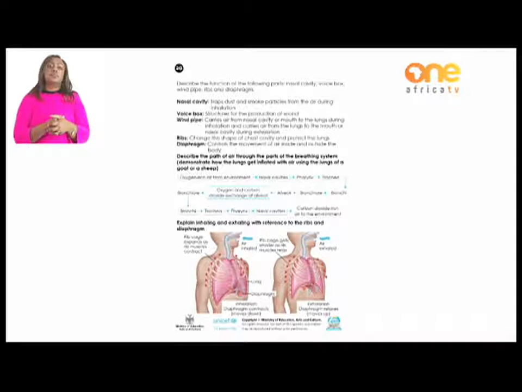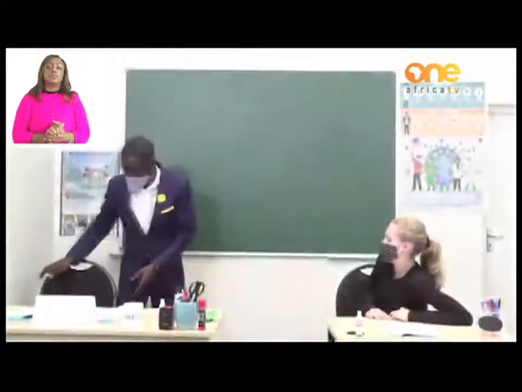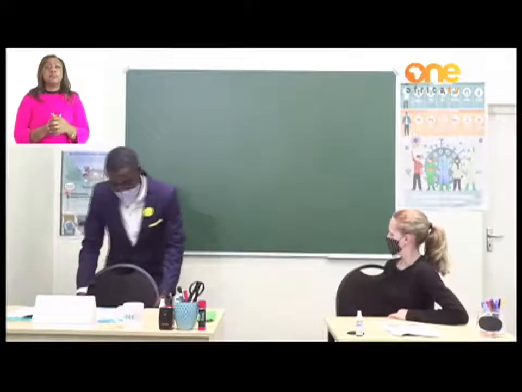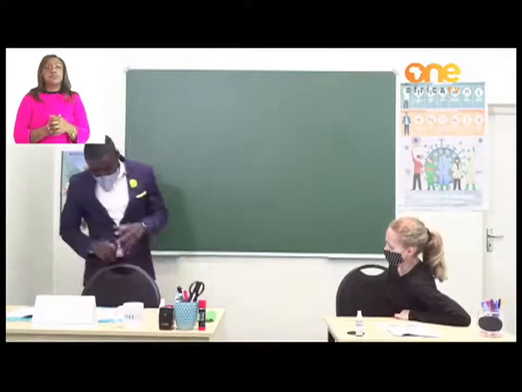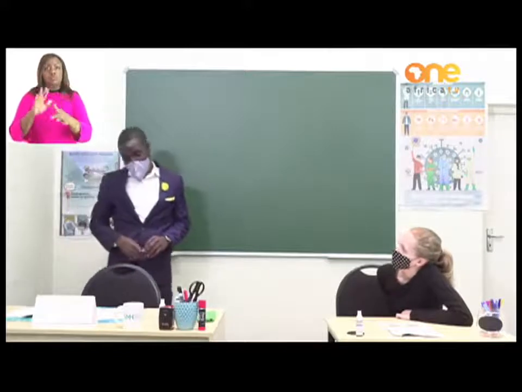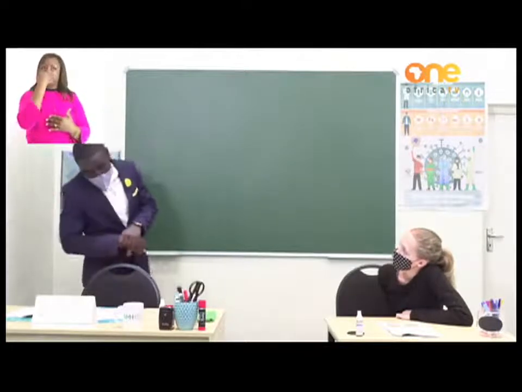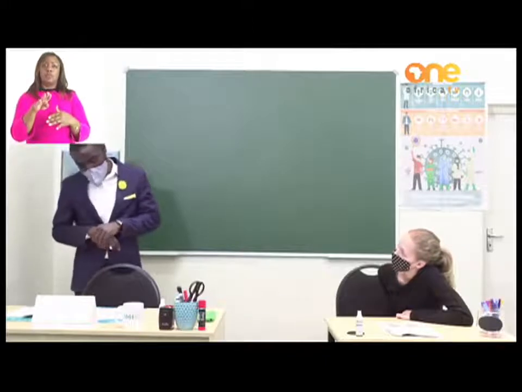Okay? We are continuing. We are now going to have a deeper explanation of the inhalation and exhalation process in reference to the ribs and the diaphragm. And then I'm going to explain this a little bit on the board. So we are going to explain inhaling and exhaling with reference to the ribs and the diaphragm. It says the rib cage expands as rib muscles contract.